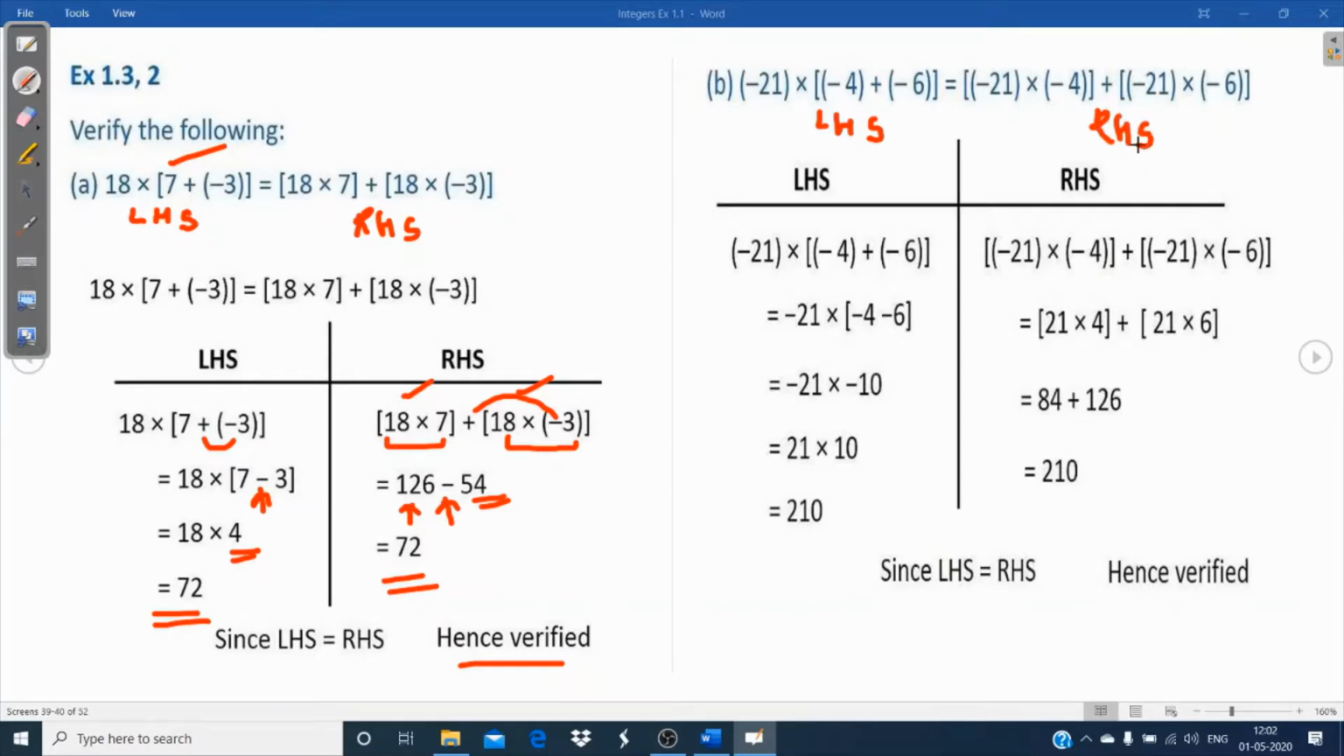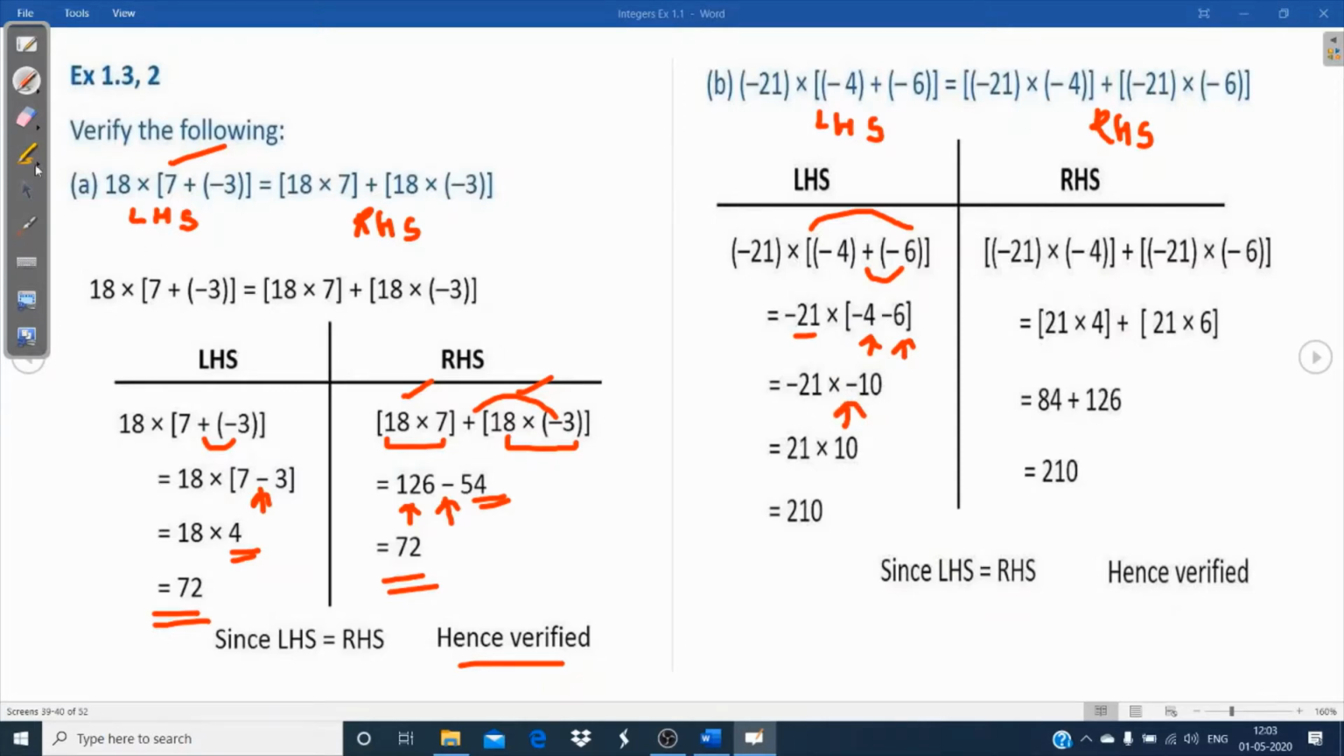So we will take the left hand side first. Minus 21 multiplied by in bracket minus 4 plus 6. So we will solve the bracket first. Now when we write it in simplified form, minus 21 as it is multiplied by minus 4, now this plus minus will become minus 6. Now when you solve this bracket, the sign will be that of the bigger number, and both numbers having the same sign, you can put the minus sign here. So minus sign, and when you add 6 plus 4, you will get 10.